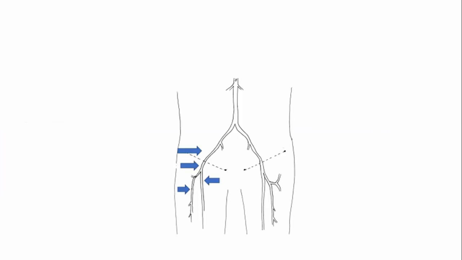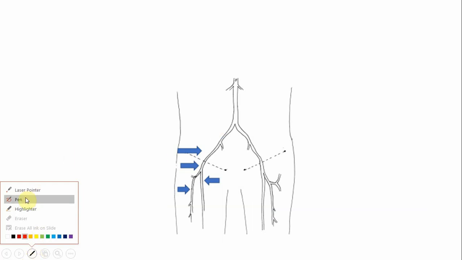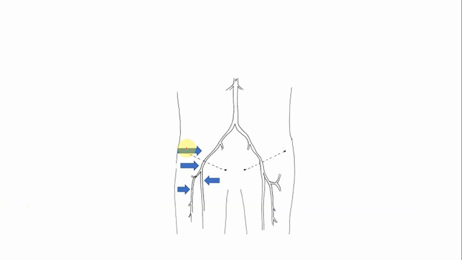So, a few slides about the anatomy of the femoral vessels. The abdominal aorta divides into bilateral common iliac arteries, and each common iliac artery divides into the external iliac artery and internal iliac artery. The external iliac artery continues superficially to become the common femoral artery. The common femoral artery divides into the profunda femoris artery and the superficial femoral artery.